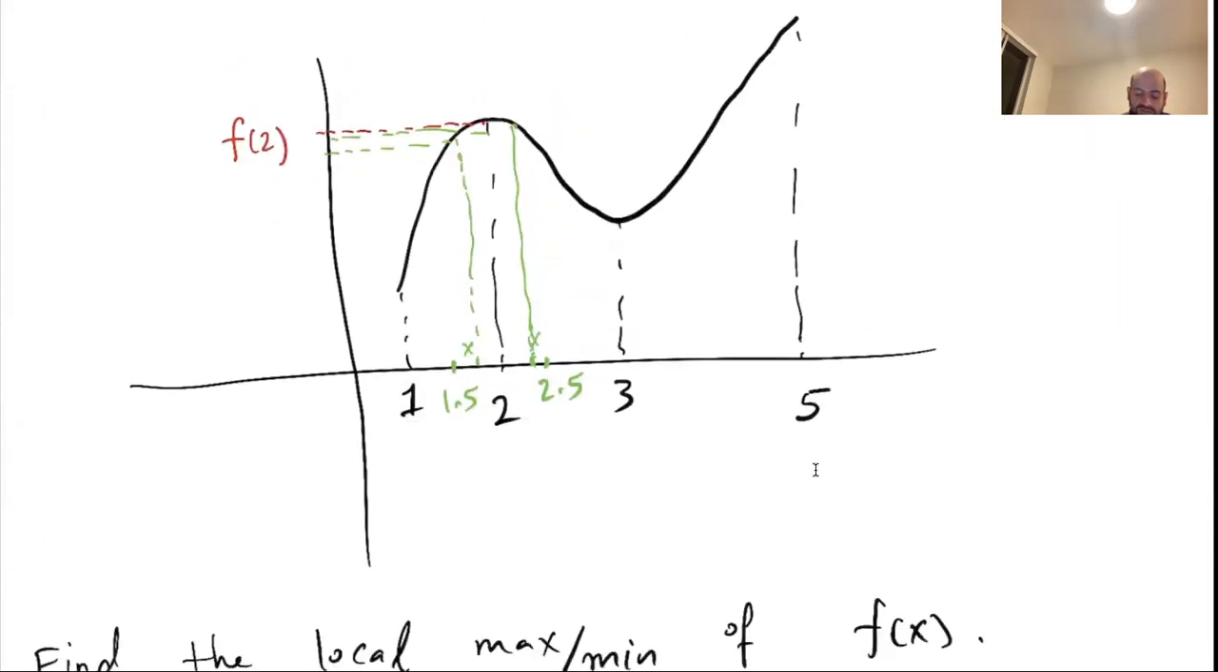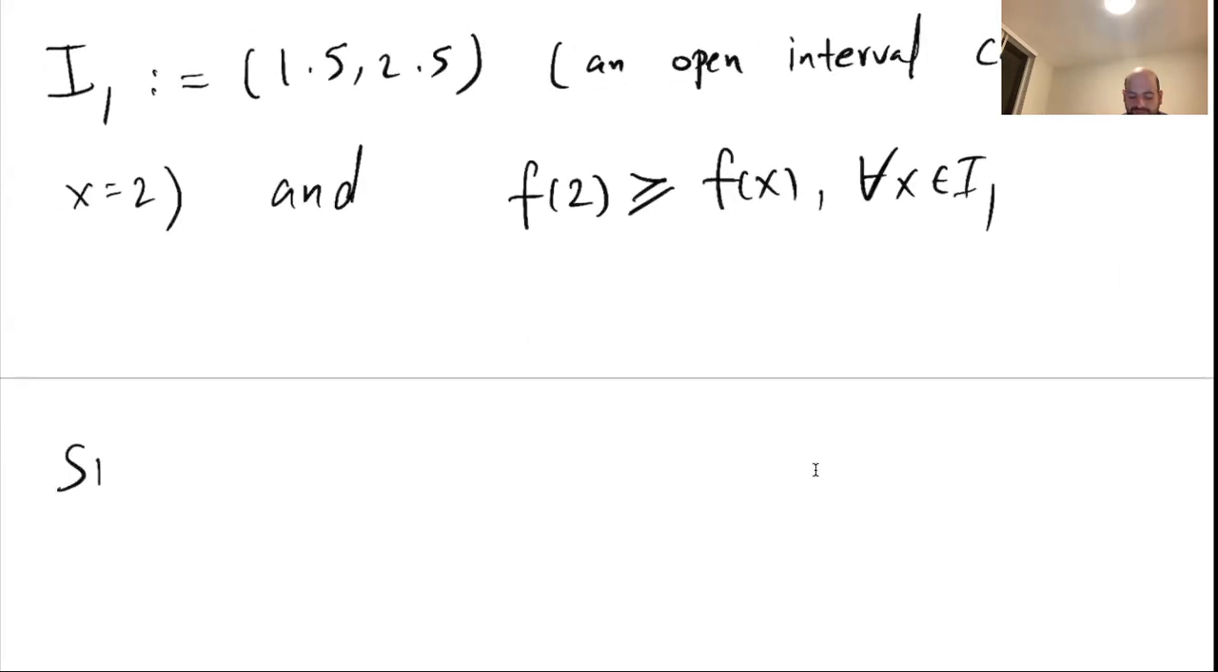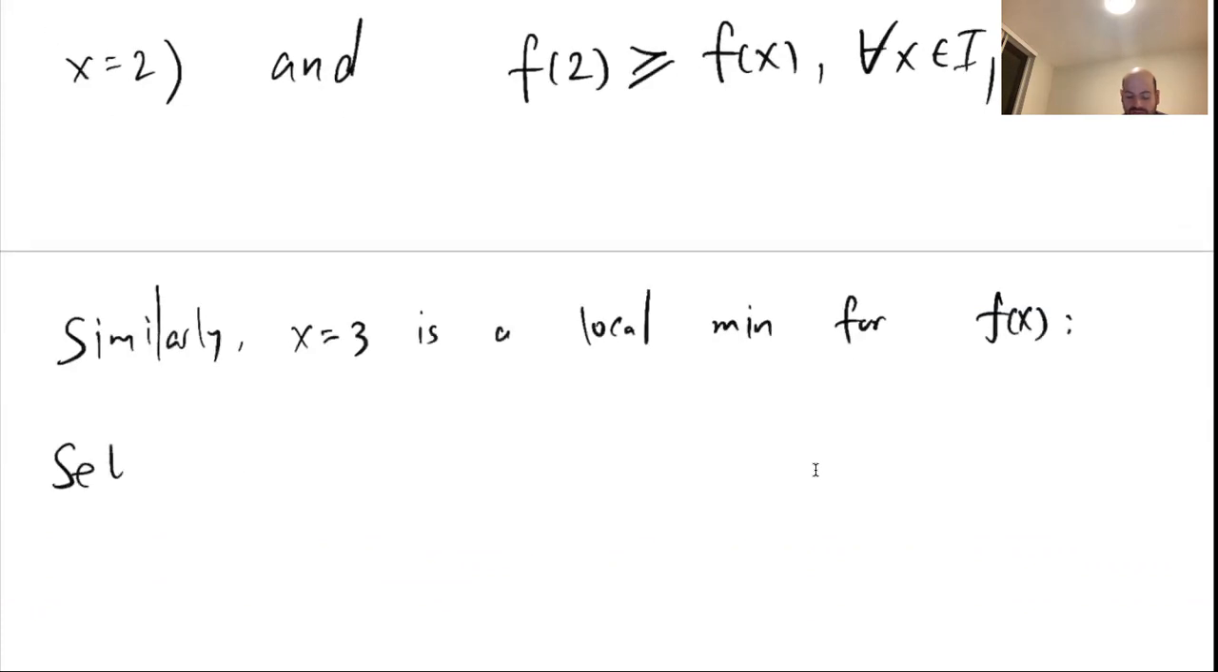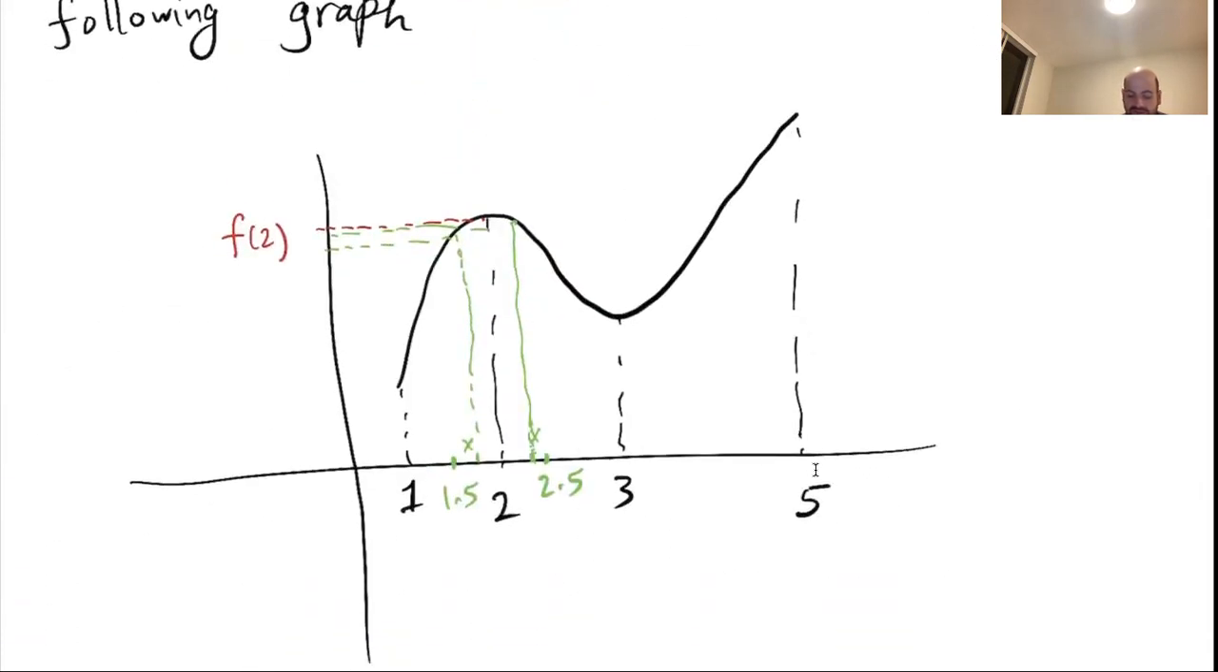Now, based on this type of reasoning, I think you can guess that x equals 3 must be a local minimum. So similarly, x equals 3 is a local minimum for f of x. So can you tell me which open interval I can consider this time? Previous time I considered 1.5 to 2.5, which contains 2. Now here I can consider which open interval that contains 3?